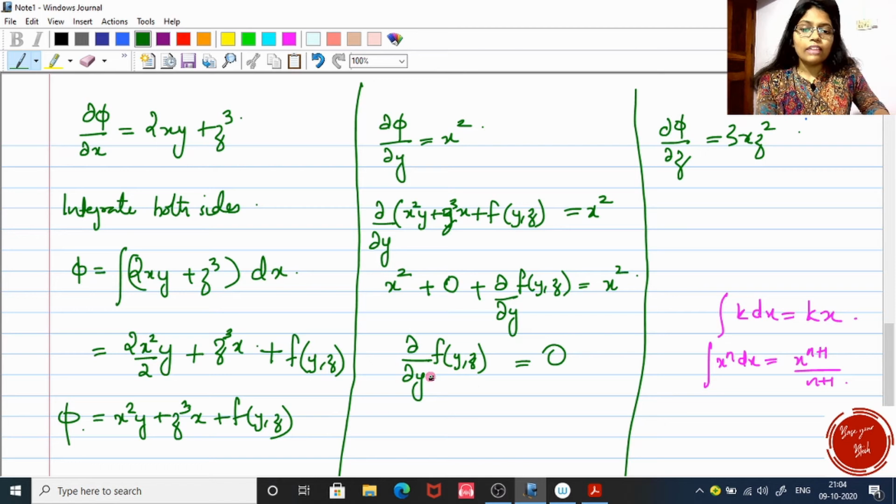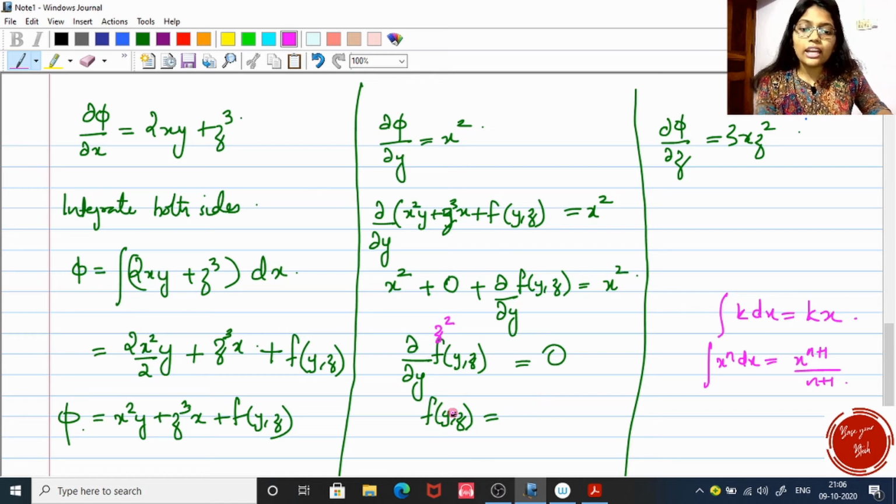Now when does a function's derivative become 0? When we take the derivative of a constant, isn't it? Derivative of a constant is 0. So f of y comma z must be a constant. But since this is a partial derivative with respect to y, this f of y comma z could be a function in z also. Why? Because when f of y comma z is simply some function in z like z square or z cube, then dou by dou y of z square is still a 0.